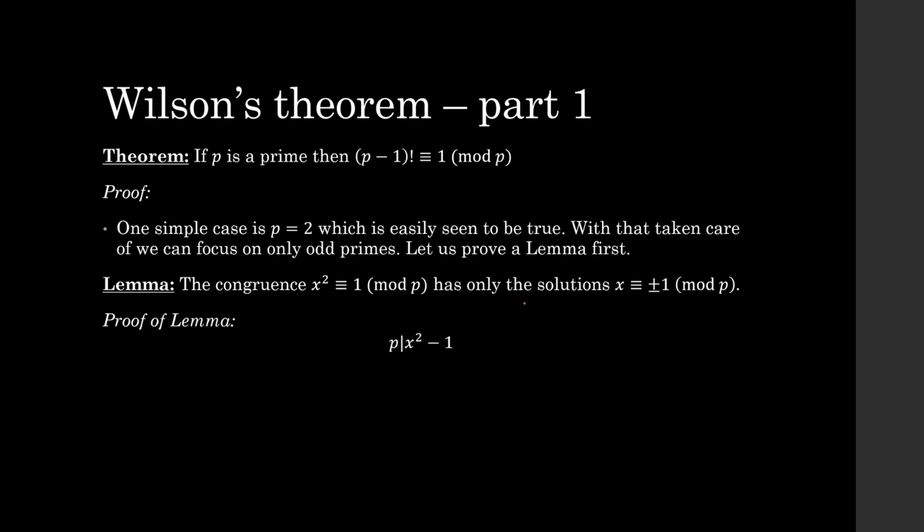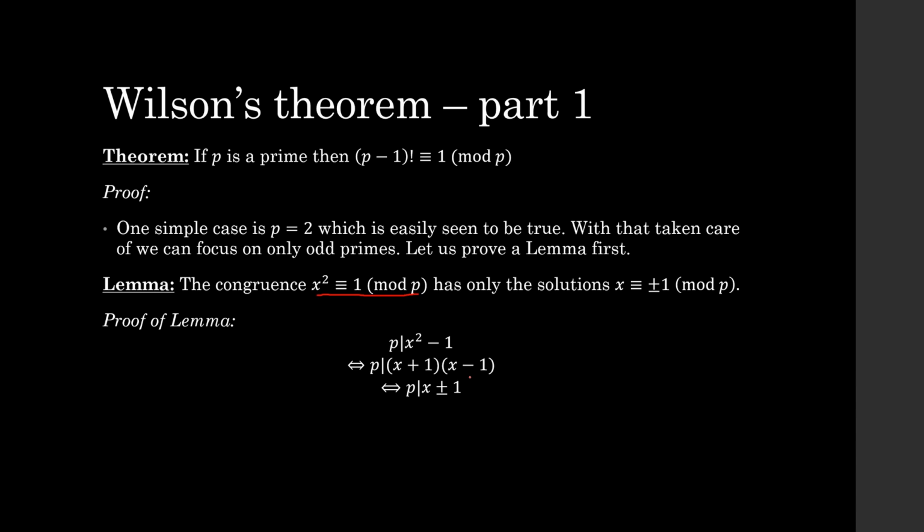Well, p divides x squared minus 1, right? That's what we've got here. And so then I can factor x squared minus 1 with a difference of two squares, and that's a pretty common factorization. If you're not familiar with that, you should look up difference of two squares. You can also just FOIL this out to realize that it's the same thing. So we've got p divides x plus 1 times x minus 1, okay?